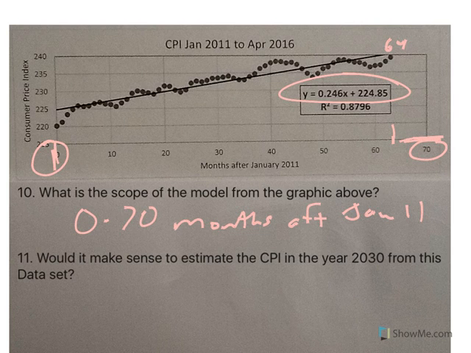Okay, so would it make sense to estimate the CPI in the year 2030? Well, if you think about it, 2030 is 19 years after 2011, right? Because that's where we started. And if we take 19 years times 12 months in a year, that's 228 months. We're here at 70. Think about taking that out to 228. Too many things can happen between now and then.